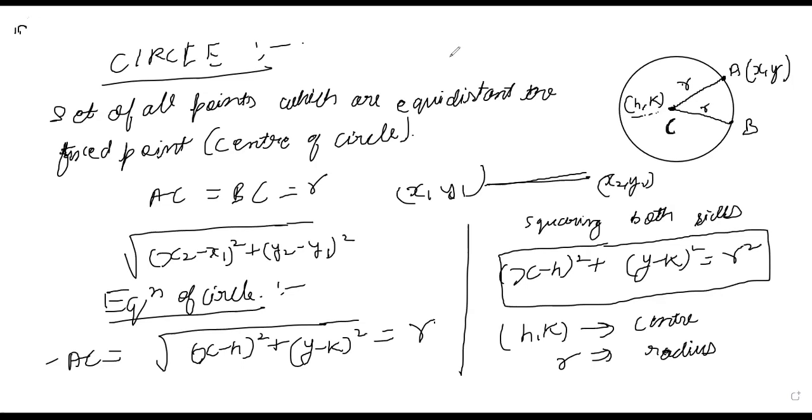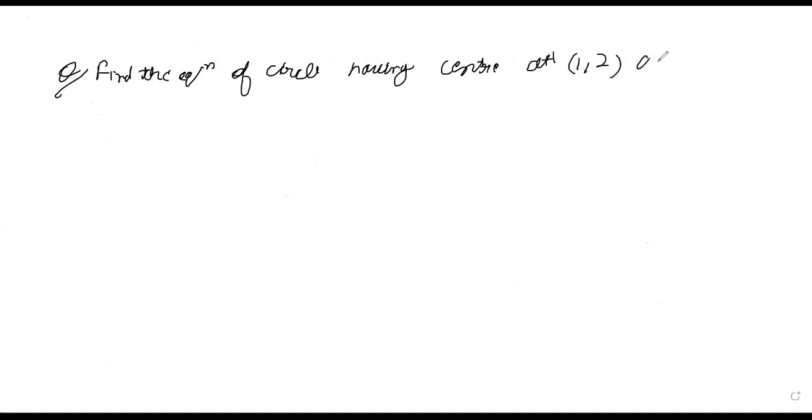Okay, so I will give you a question. Find the equation of circle having center at 1 comma 2 and radius 5 units. Can you find the equation of circle with these values? We have center 1 comma 2.